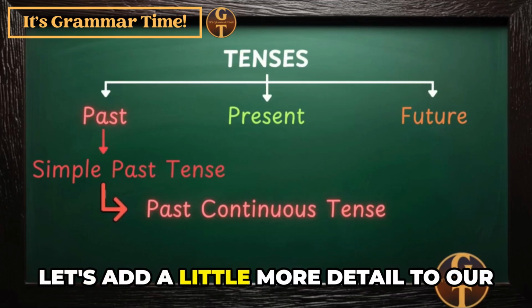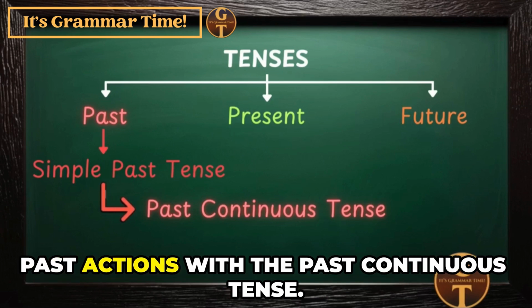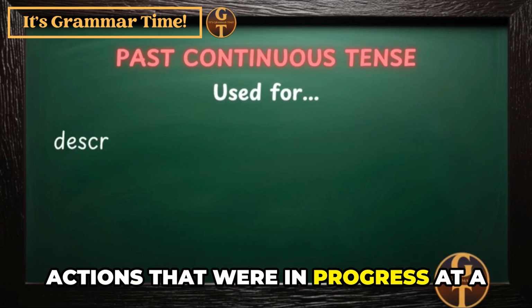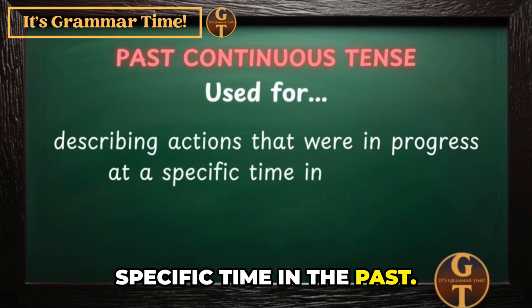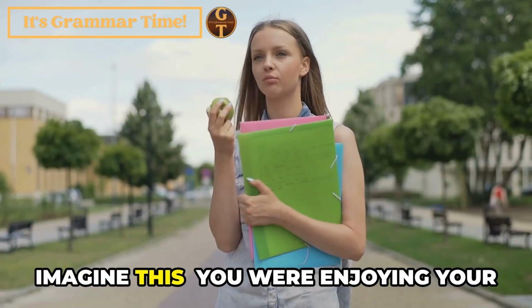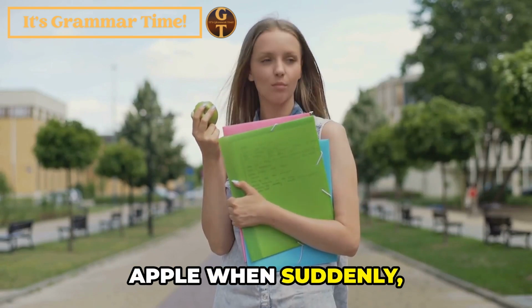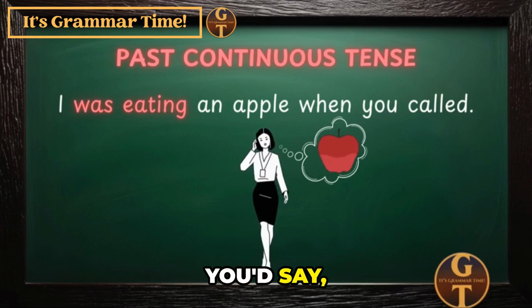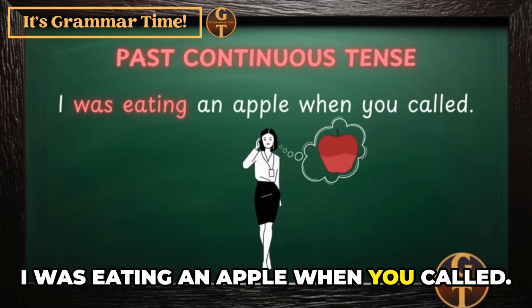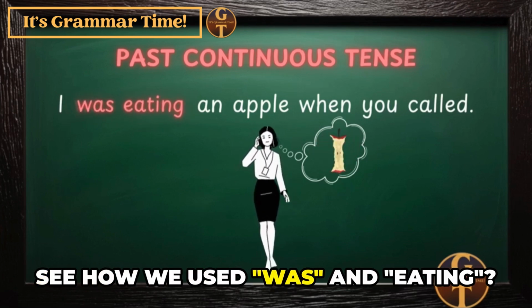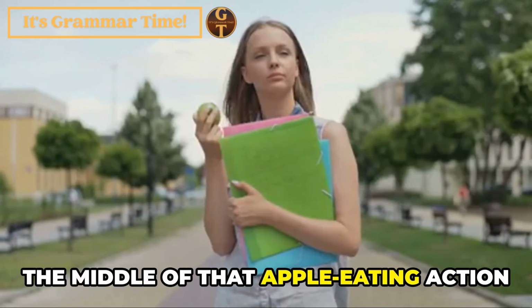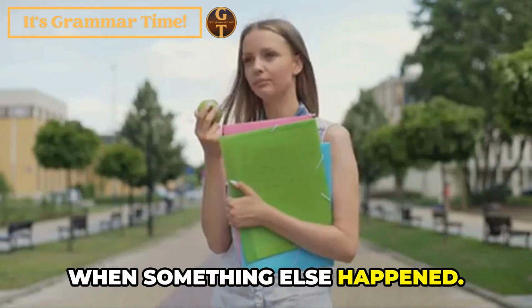Now, let's add a little more detail to our past actions with the past continuous tense. This tense is very useful for describing actions that were in progress at a specific time in the past. Imagine this. You were enjoying your apple when suddenly the phone rang. To describe that moment, you'd say, I was eating an apple when you called. See how we used was and eating? You're painting a picture of yourself in the middle of that apple-eating action when something else happened.